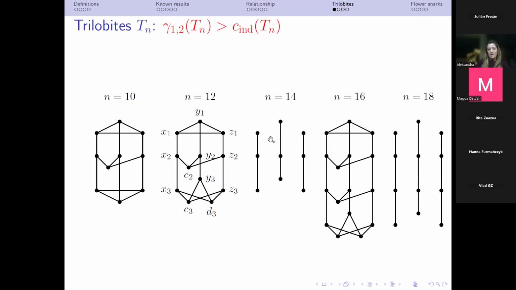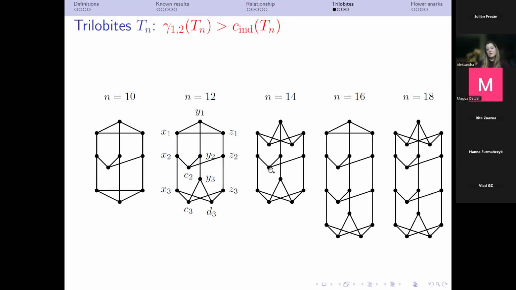And for the rest, if n is not divisible by 4, then we obtain trilobites like this. Also, in the beginning, you add these 2 vertices to obtain K_{2,3}, and K_{2,3} again to obtain this lower part. And all other layers, so we call this first layer and this is the last layer, all other layers are just induced claws. Okay, so this is how trilobites look. Maybe you already see the resemblance with the creatures I showed you before.